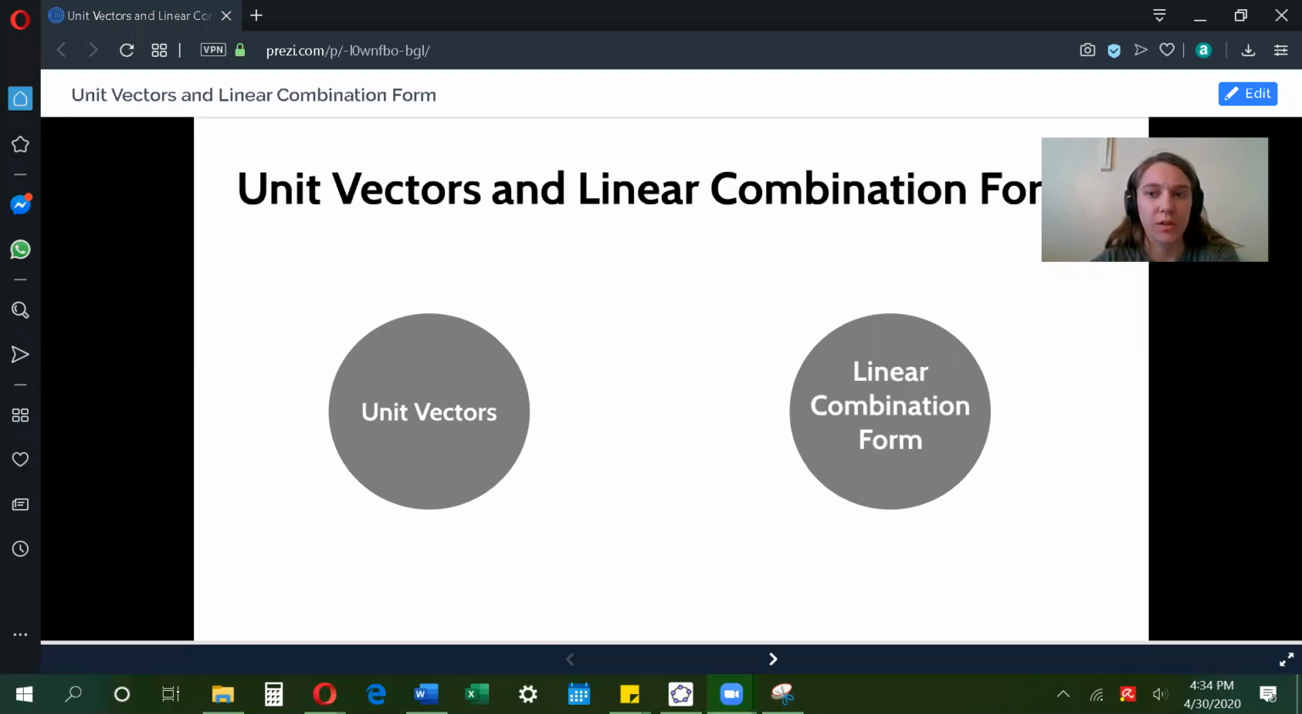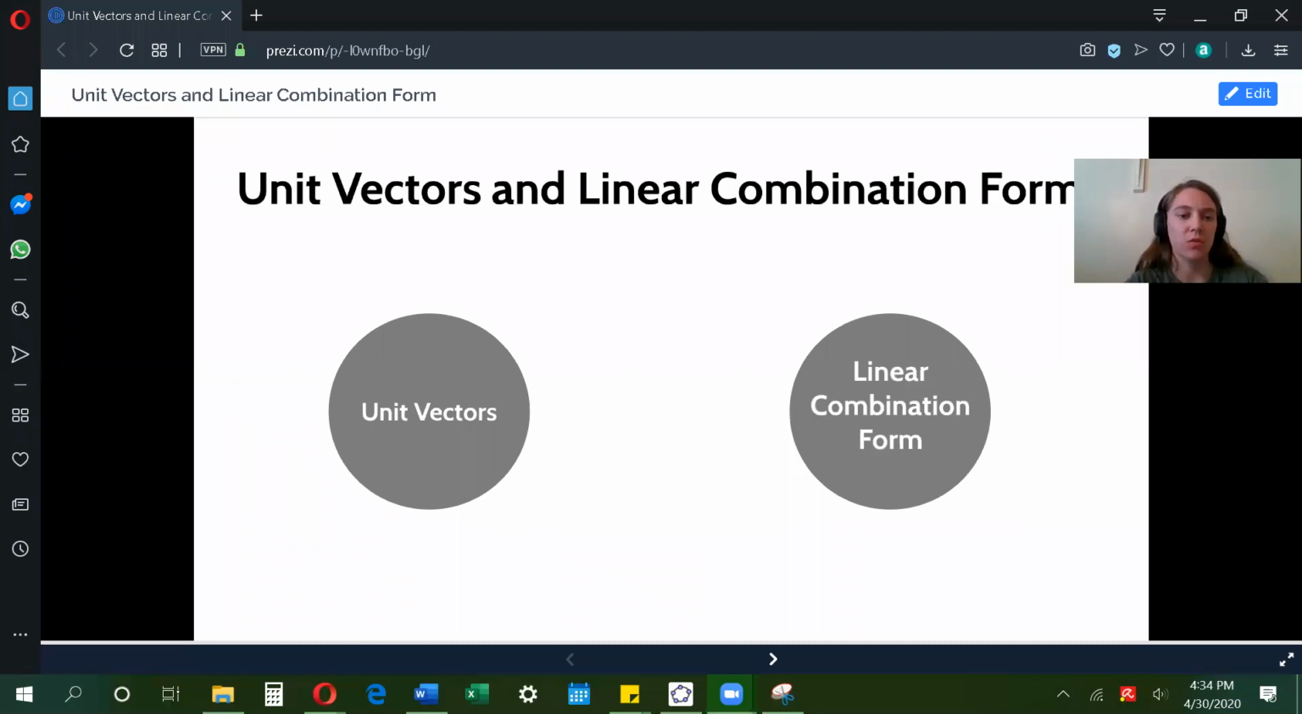This video is going to go over unit vectors and how to write vectors in linear combination form. So to start, I want you to think about the word unit in unit vectors and brainstorm a little bit about where you've heard that word before.